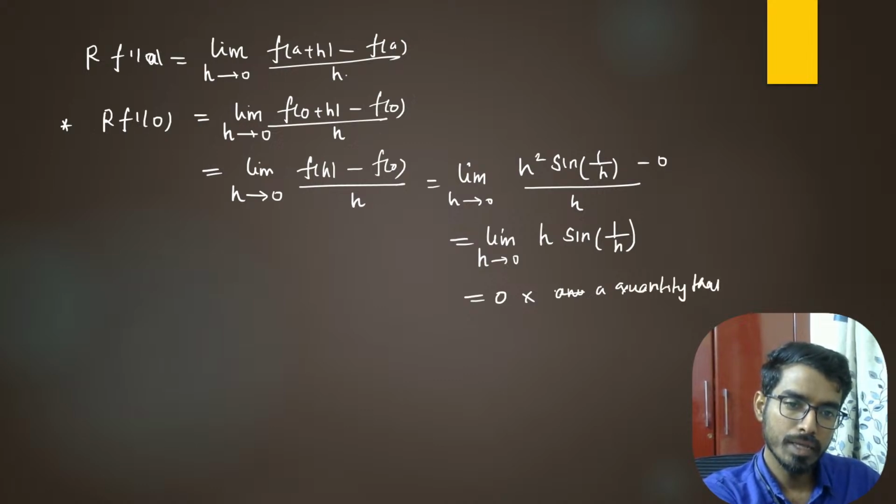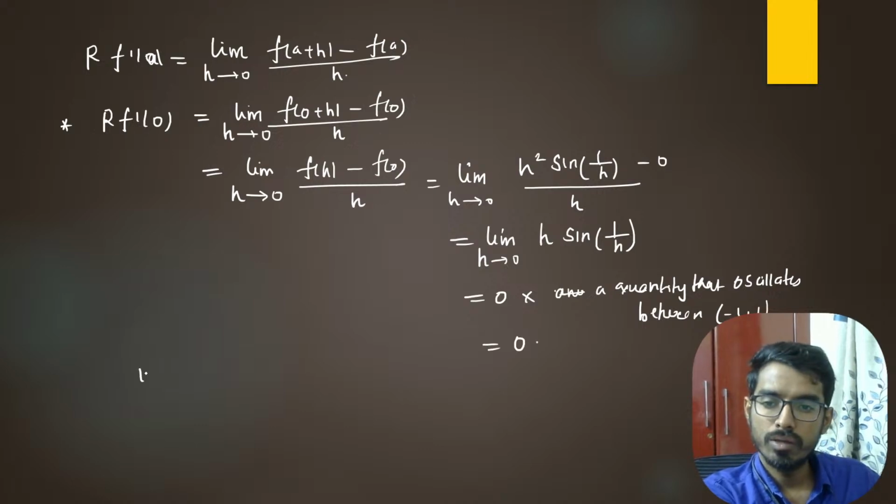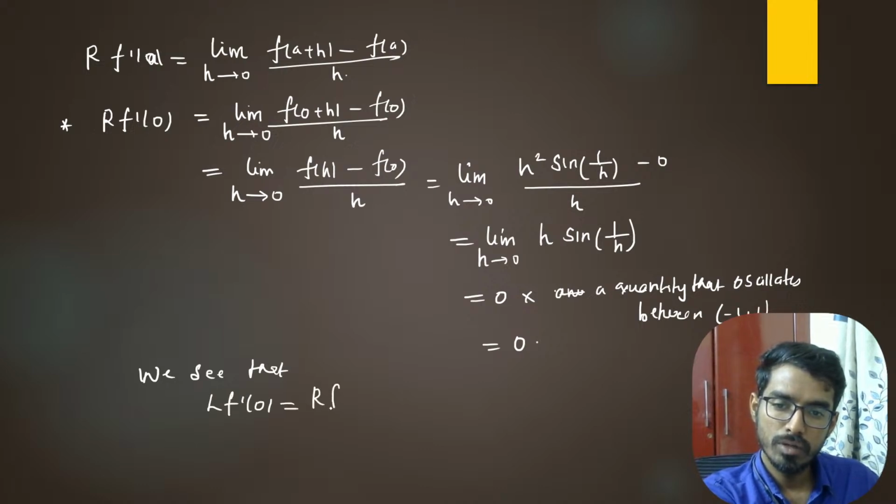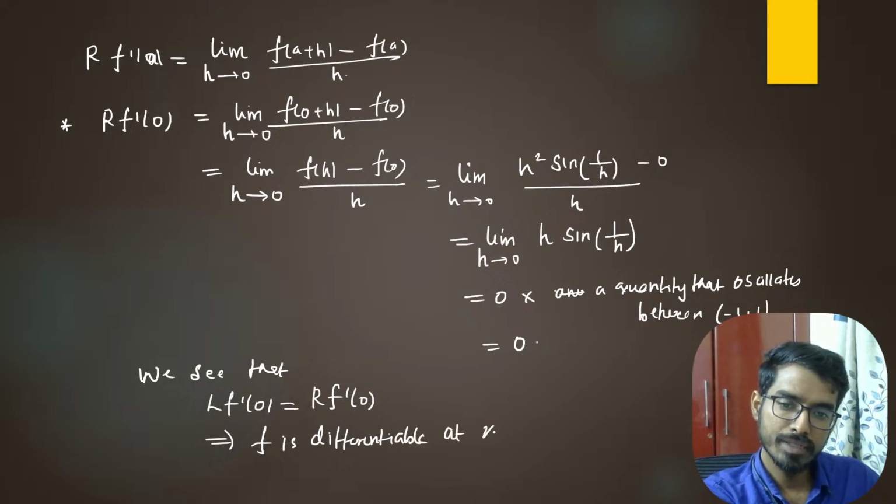A quantity that oscillates between the open interval minus 1 and 1. So it is 0. So we see that L of f dash of 0 is equal to R of f dash of 0. That means f is differentiable at x equal to 0.